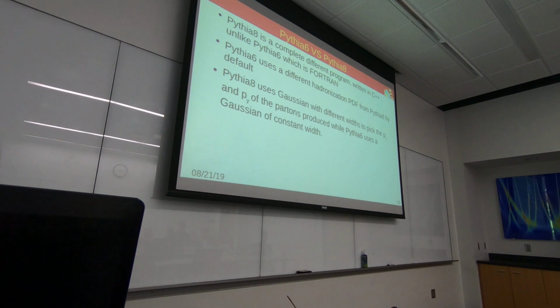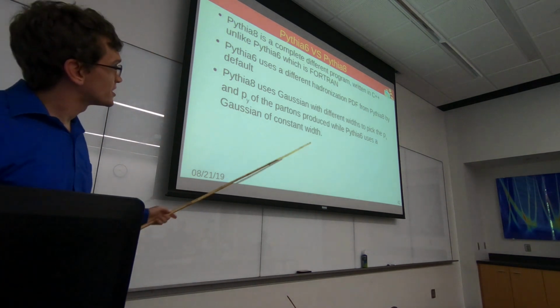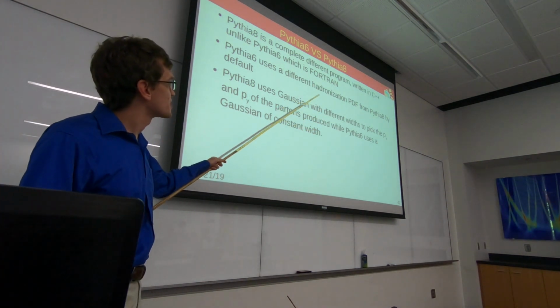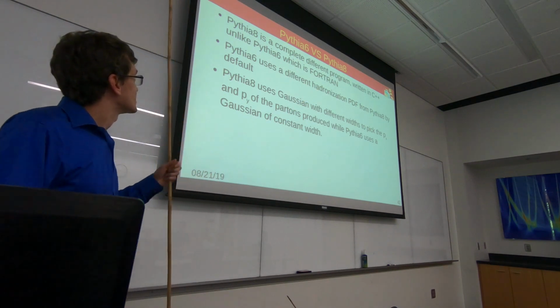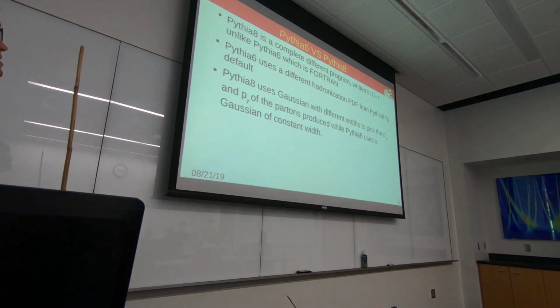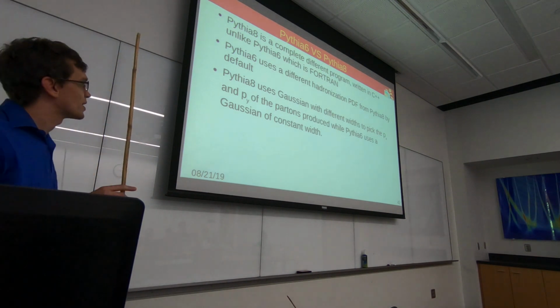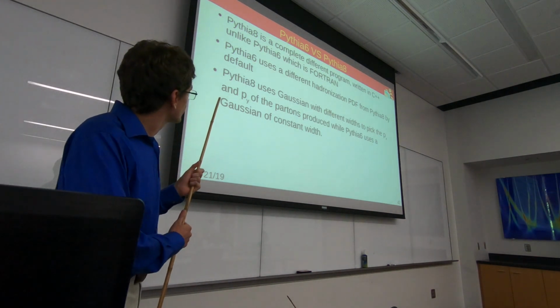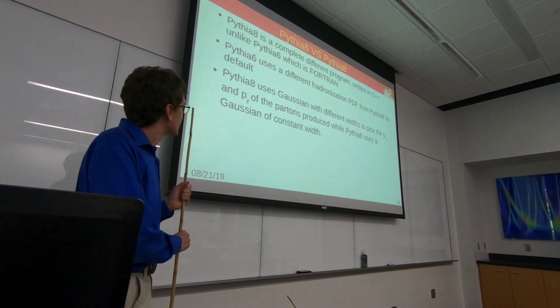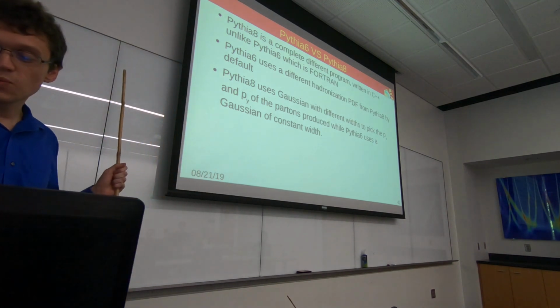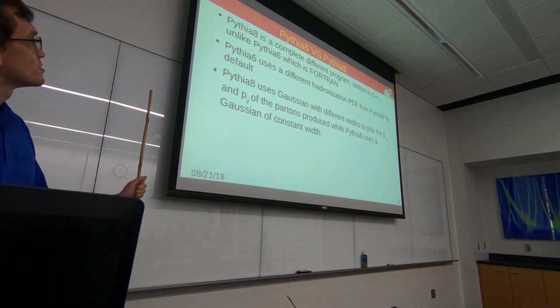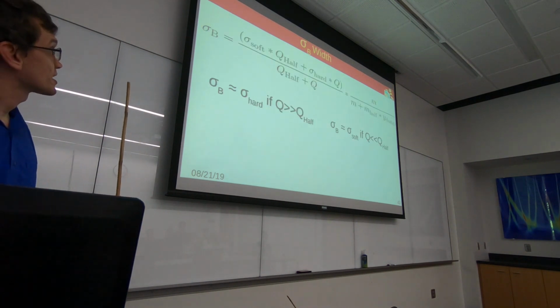Now, some of the other differences is Pythia 6 uses a different hadronization PDF from Pythia 8 by default. And Pythia 8 uses a Gaussian with different widths to pick the px and py of the partons produced, while Pythia 6 uses a Gaussian with a constant width. Now, what is the width of Pythia 8? Or how is that calculated?